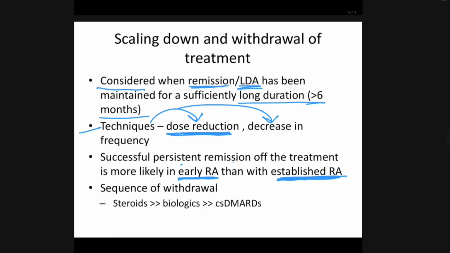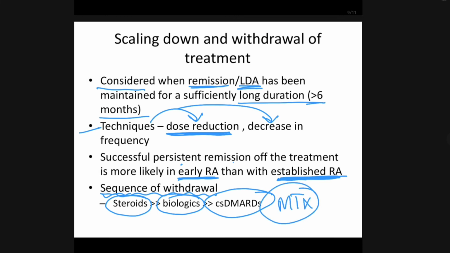Now the sequence of withdrawal is easy. Firstly, you give low-dose steroids, and then you stop your biologics, and in the end your CS DMARDs, mainly methotrexate. The meaning of this statement is that methotrexate has to be the last drug to be stopped. This is your anchor drug.